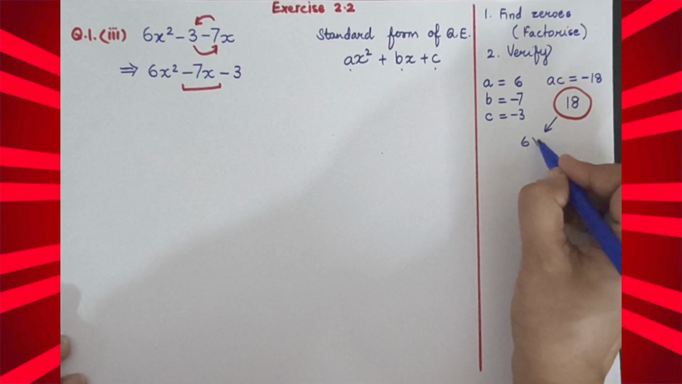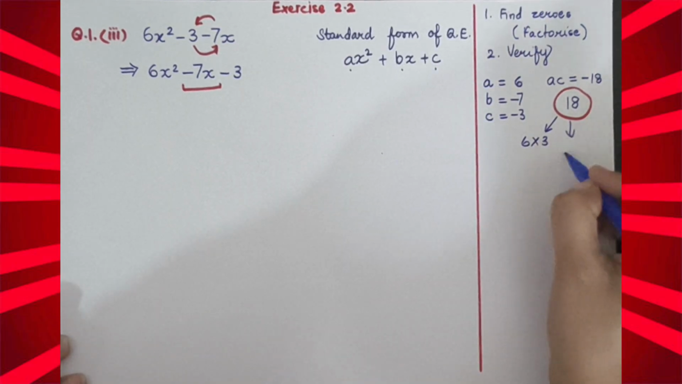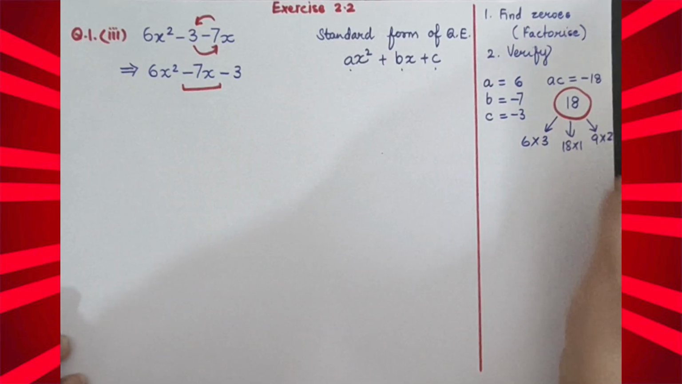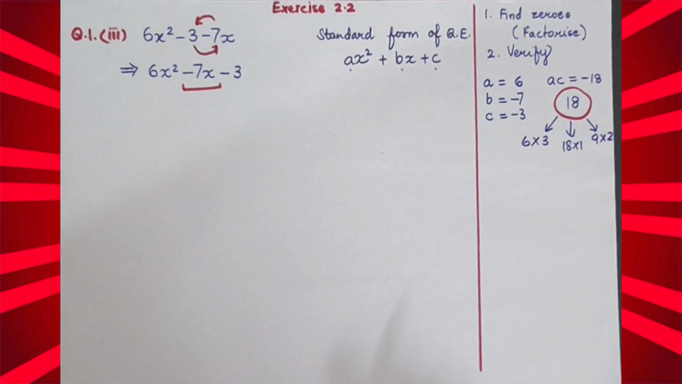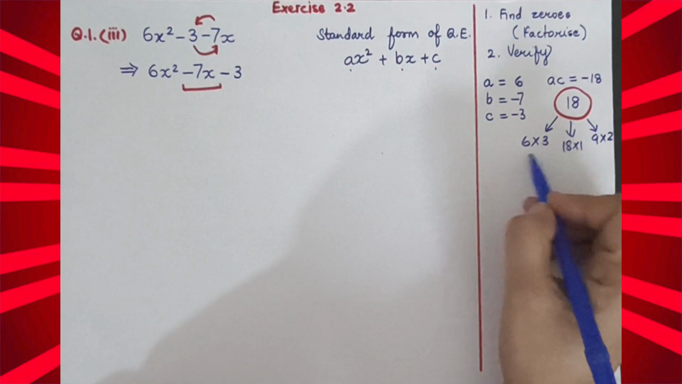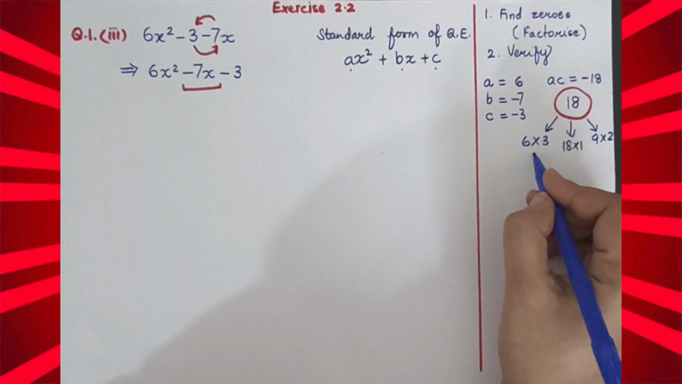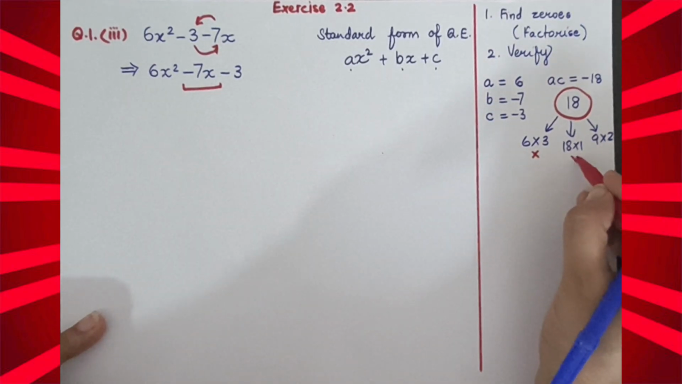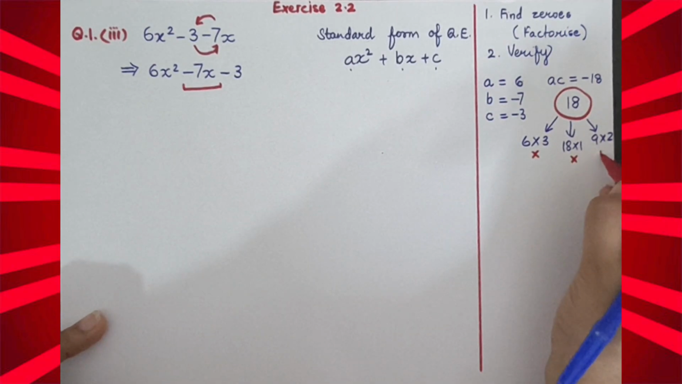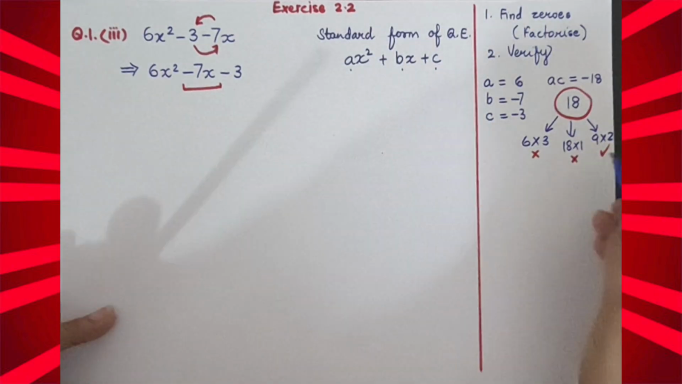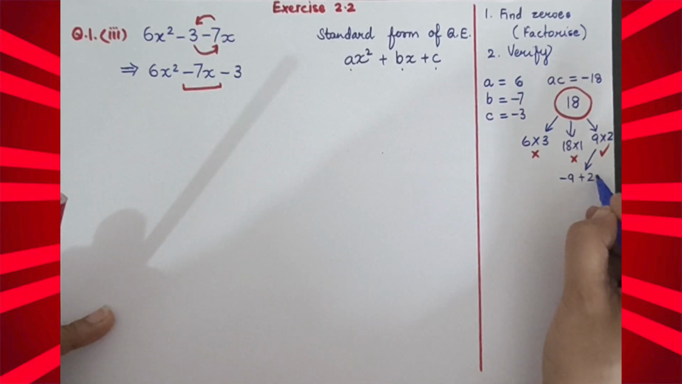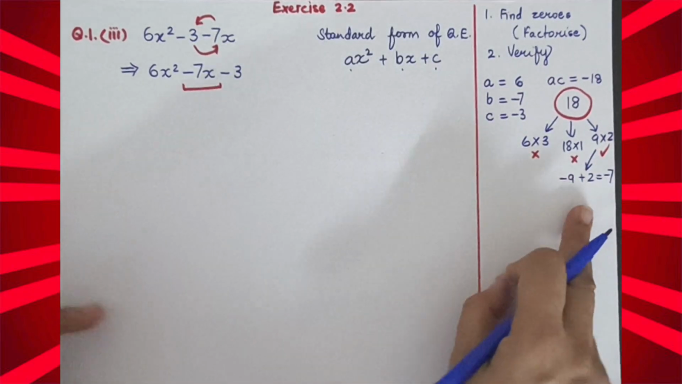So how do we find it? We find the factors of 18. Factors of 18 are 6 into 3, 18 into 1 and 9 into 2. Now which of these do we have to use? We will use those factors which will give us minus 7. So 6 and 3 will not give us minus 7, whether we add or subtract. 18 and 1 will also not give us minus 7. But 9 and 2, if we subtract, we will get minus 7. But then we have to take minus 9 and plus 2, so we have to be careful about the signs. Minus 9 plus 2 will give us minus 7.